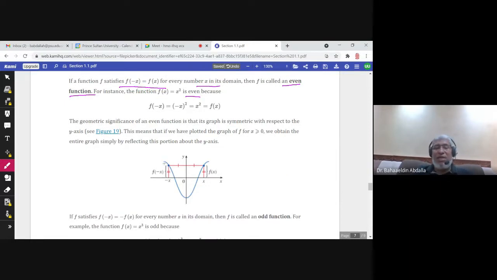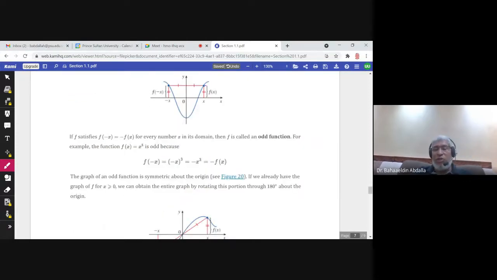Geometrically, this means that the graph of the function is symmetric with respect to the y-axis. So this is the graph of x squared minus something. It is symmetric with respect to the y-axis. Notice that if this is x, this would be negative x, and you can find that f of x is exactly equal to f of negative x. So f of x is the y here, f of negative x is this y, and they are equal. So for the even function, the graph is symmetric about the y-axis.